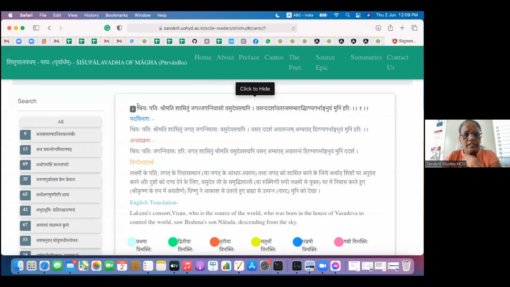Now, if I give this shloka, the machine will produce the segmentation, but it fails to parse. It fails to parse because, if we look at this, Jagan Nivasa, who is the source of the world, is an adjective for Pati. And here we have Srimati, which is an adjective for Vasudeva Sadmani. So there is this crossing.